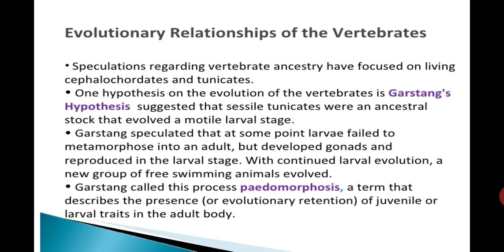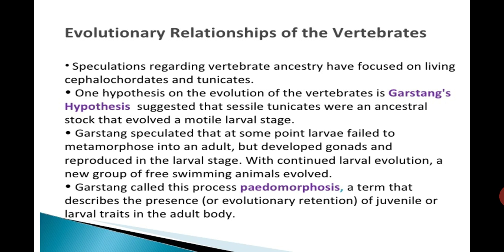The evolutionary relationship also includes some other characters, like the speculations regarding vertebrate ancestry, which have focused on the living cephalochordates and the tunicates. One hypothesis on the evolution of the vertebrate is Garstang's hypothesis, which suggested that the sessile tunicates were an ancestral stock that evolved a motile larval stage. It speculated that at some point larvae failed to metamorphose into an adult but developed gonads and reproduced in the larval stage.